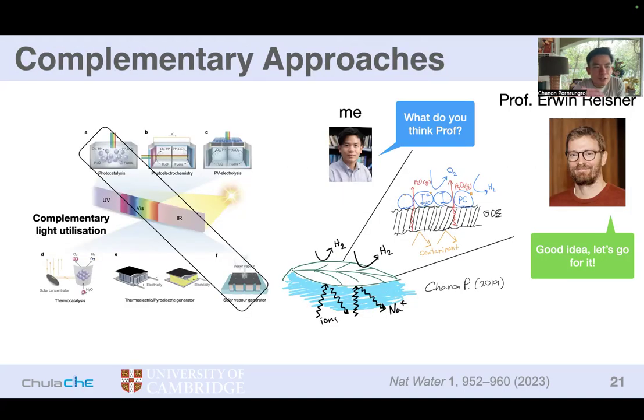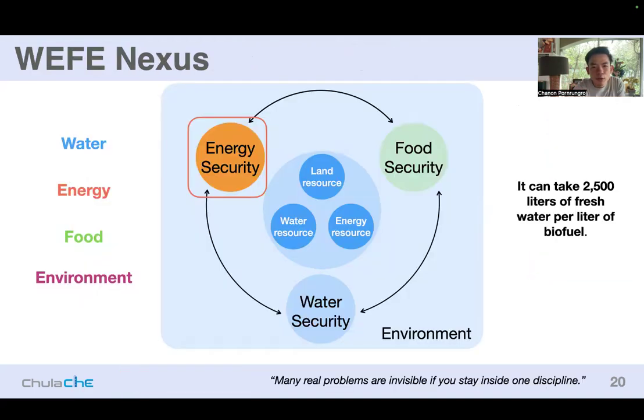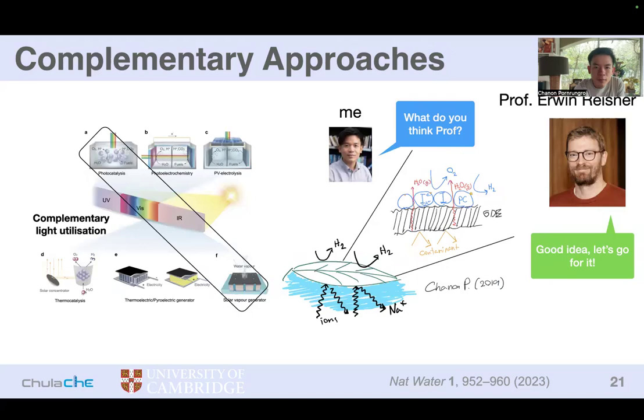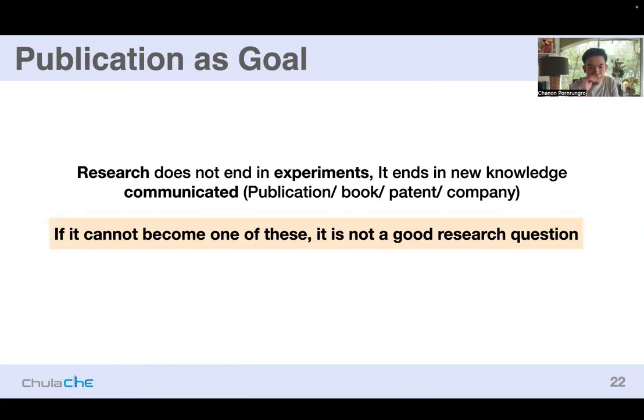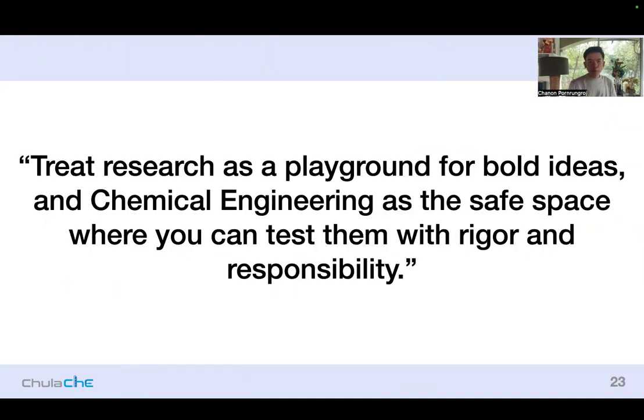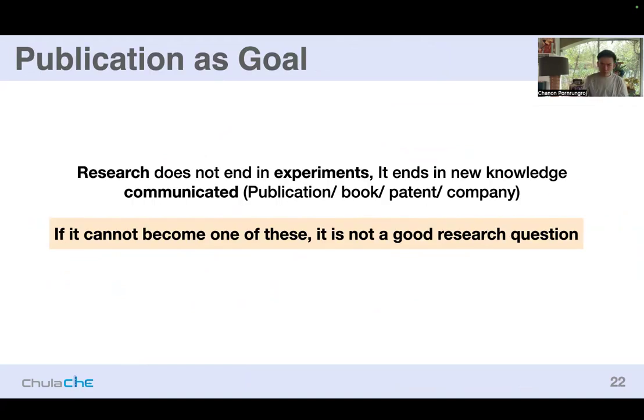So I just want to say here that many innovations, many interesting gaps lie in between the fields. So I would encourage you to start thinking outside the box, right? And a few more things I would like to mention: I think for a master's degree or PhD degree, especially a PhD, publication should be set as a goal, right?